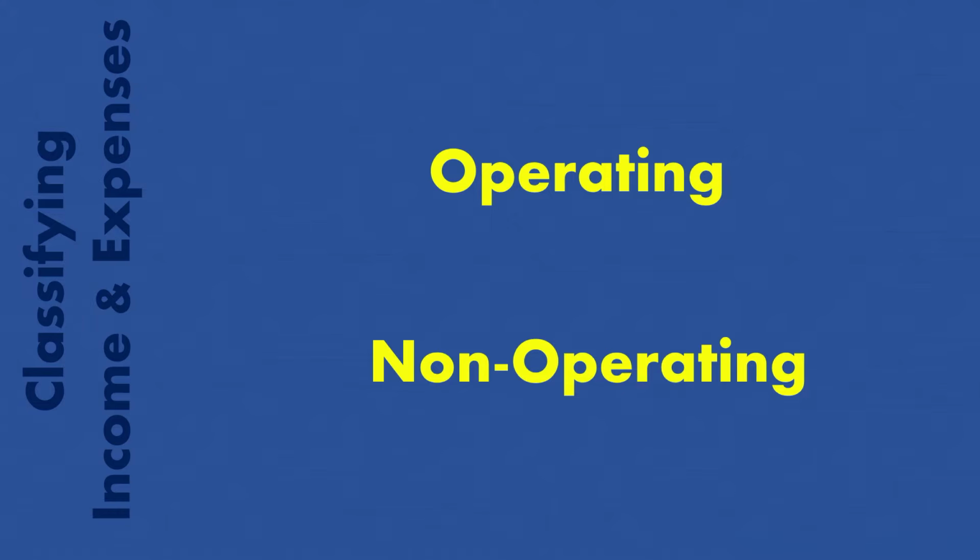And the first classification that we are going to do is operating and non-operating. And this is going to be very simple. The operating income and expenses are those which relate to the core business activities. And obviously, then non-operating will be the ones which do not relate to the core business activities. And what does that mean?